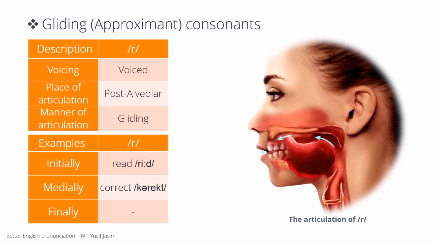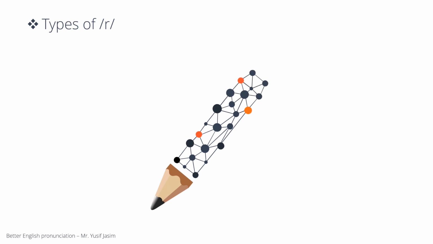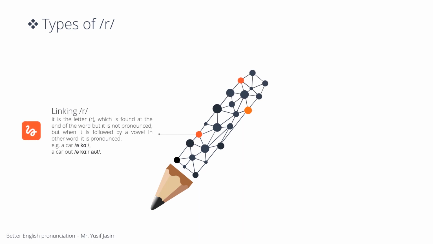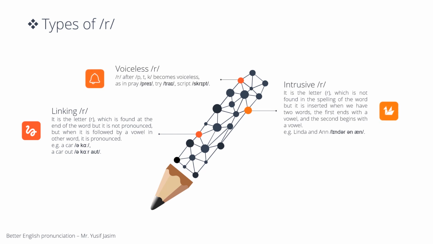Now pay attention to the figure and notice how this sound is articulated. Let's practice some examples. R does not occur at the end of English words, but here are other examples. R initially, read. R medially, correct. Types of r. We also have three types of r, which are linking r, intrusive r, and voiceless r.